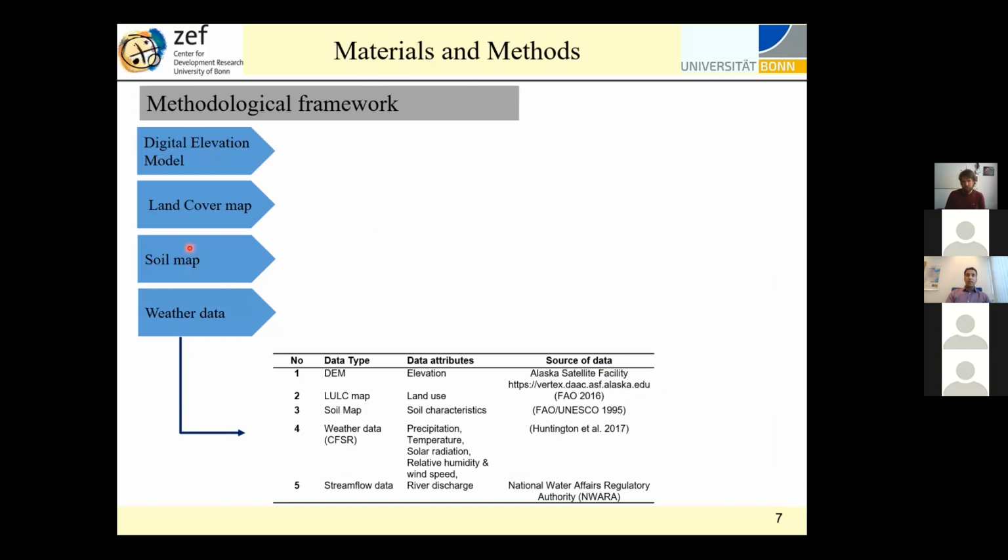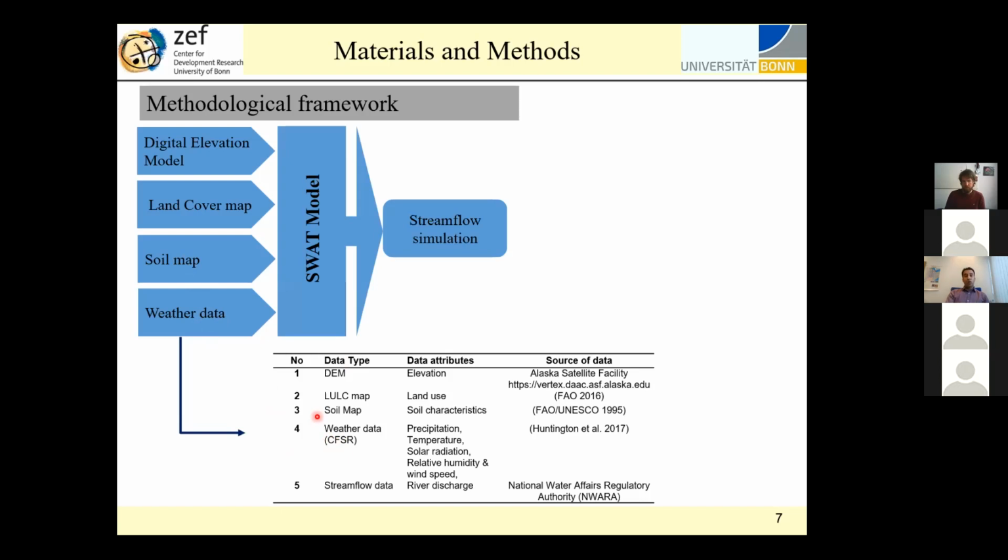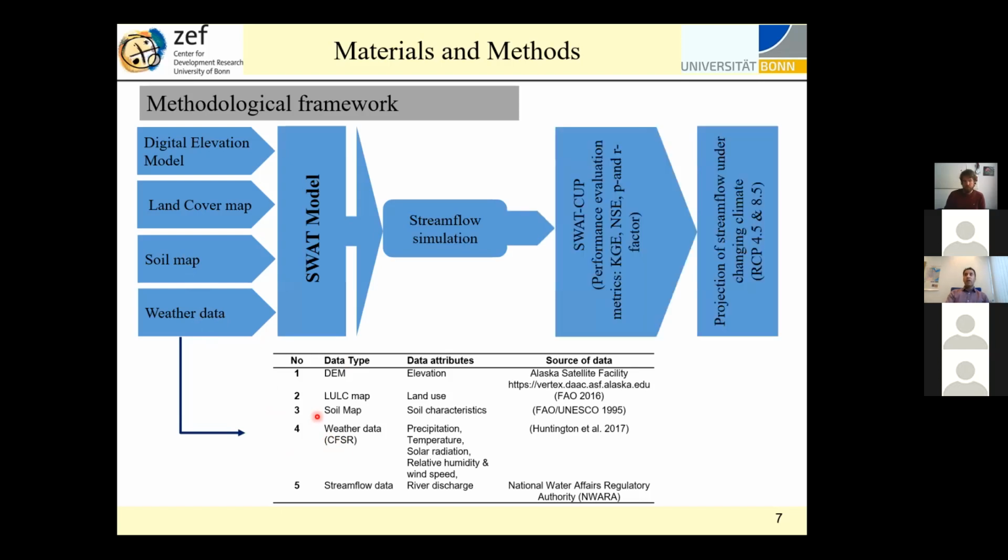Maybe I could give more details if somebody was interested. The land cover map was used from the Food and Agriculture Organization of the United Nations. The soil map was also retrieved from the FAO UNESCO portal. The weather data was collected from the climate forecast system analysis. We used SWAT model to simulate the stream flow.